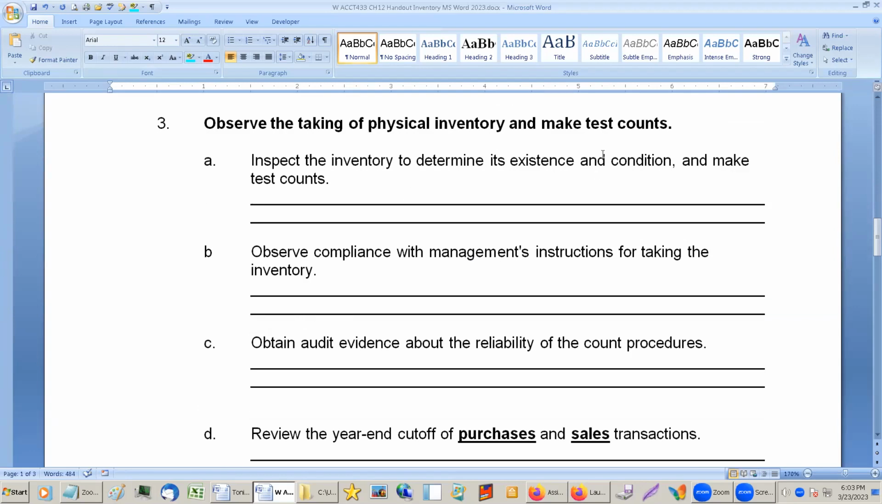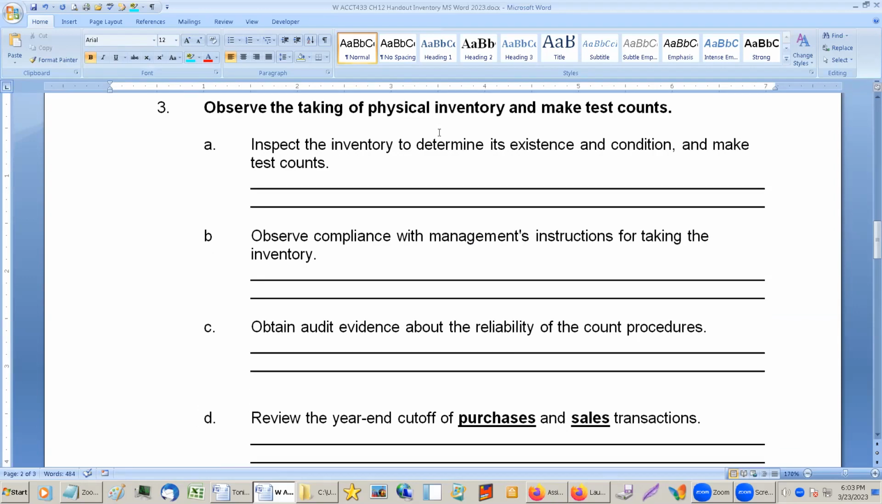Okay, now the next thing you're going to do. If you're okay with their plan for it, then you observe taking the inventory. So what we're looking for when you're doing it is existence and condition, and you're going to make test counts. For the most part, existence and the test counts are probably the main focus. The test counts are there to see that it exists.